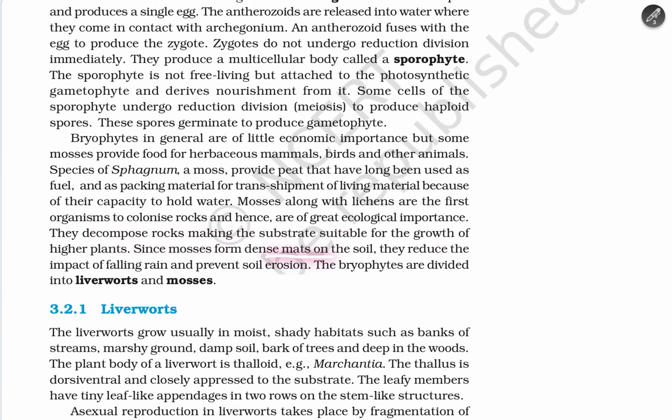Some mosses form dense mats on the soil. They reduce the impact of falling rain and prevent soil erosion. The bryophytes are divided into liverworts and mosses.